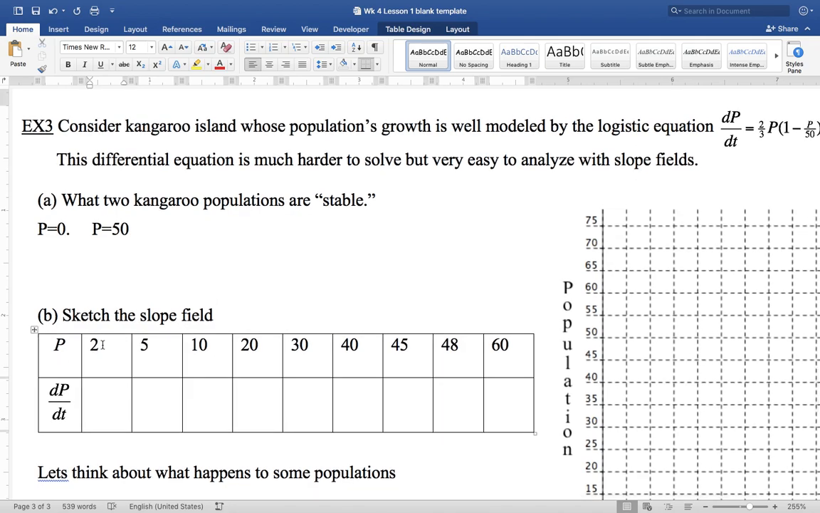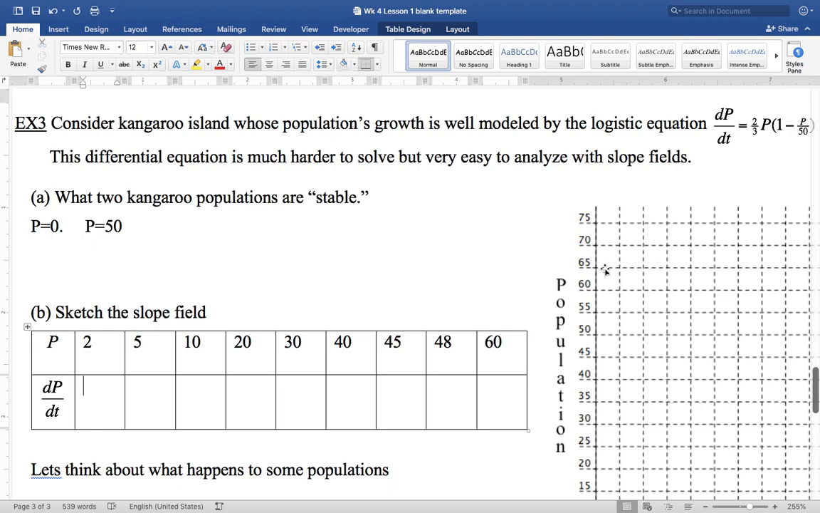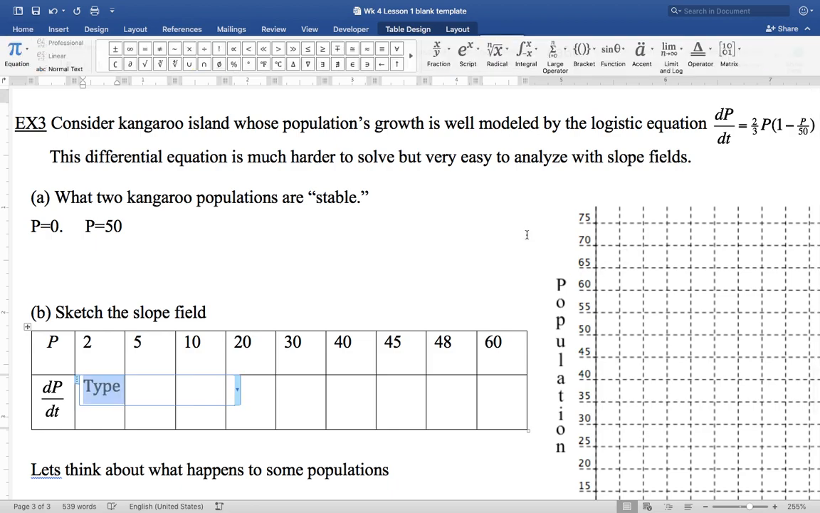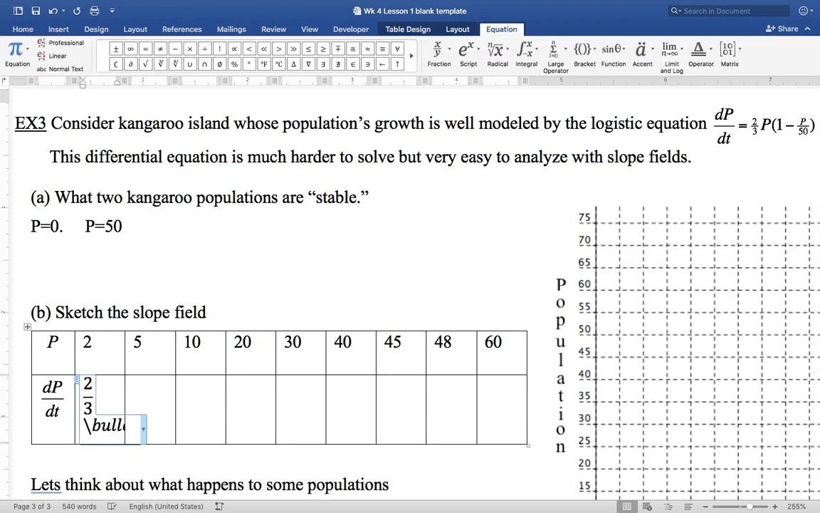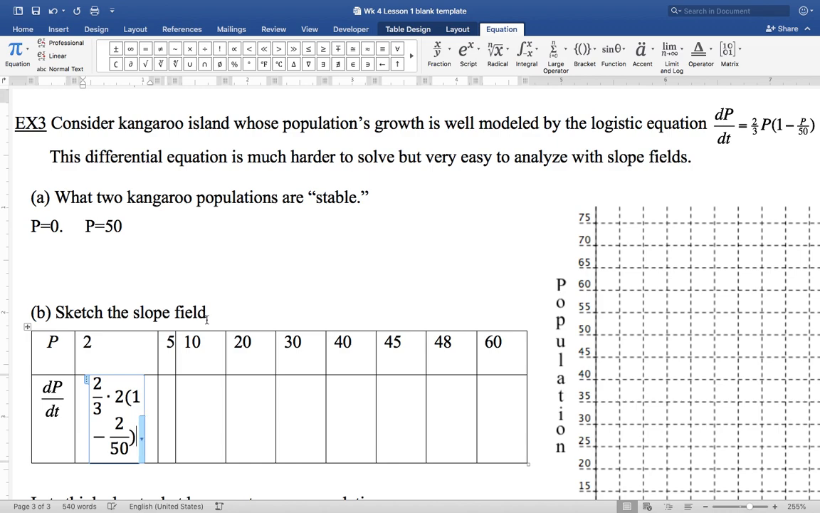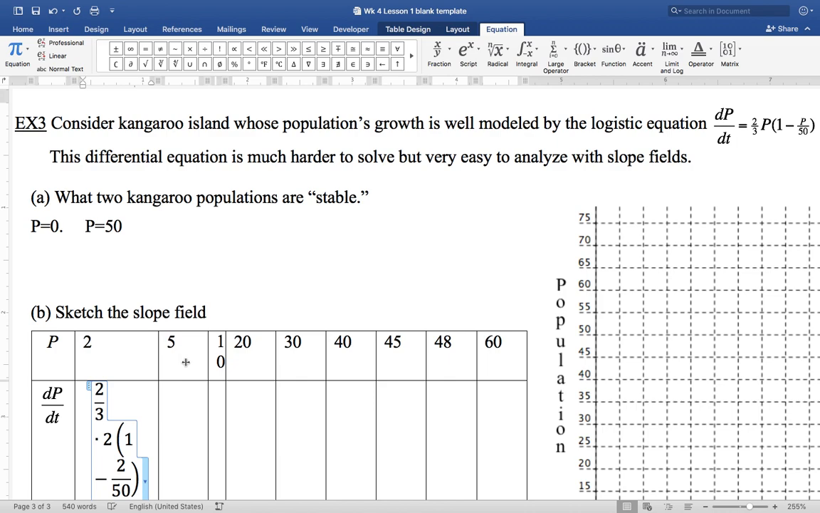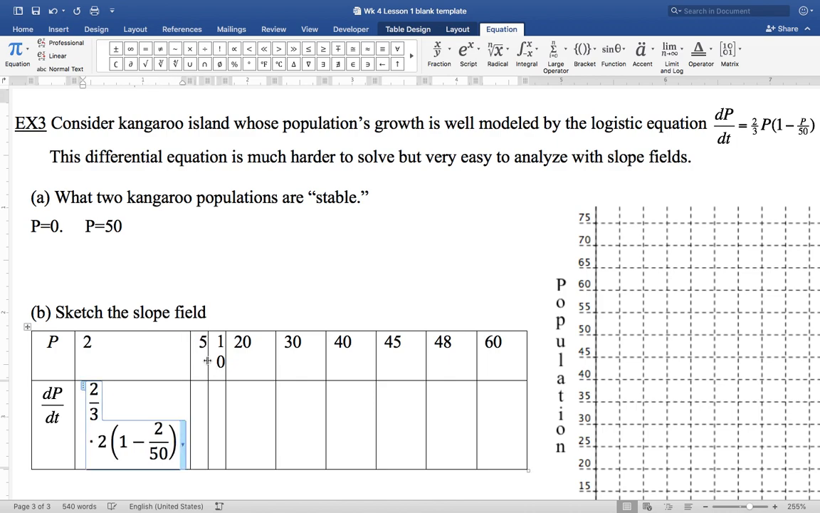So if the current population P is 2, then what's dP/dt? Well, if you plug it into this formula over here in the top right, you're going to find it's 2/3 times P, which is 2, times 1 minus P over 50, that's 2 over 50. I still need to make this larger. Wow, okay.